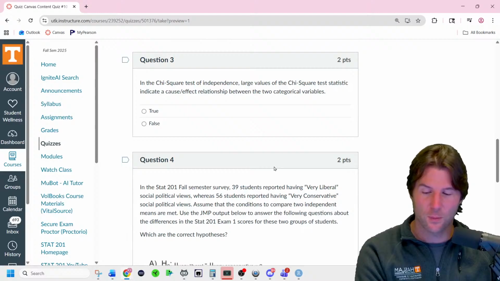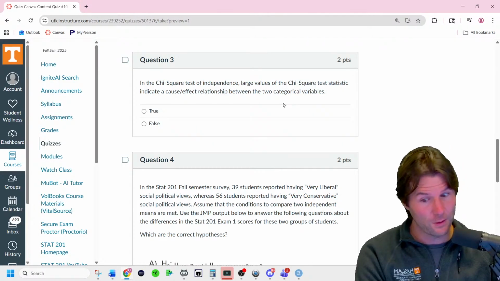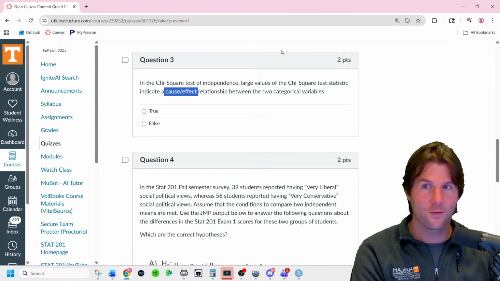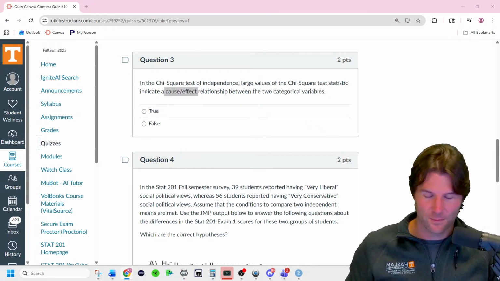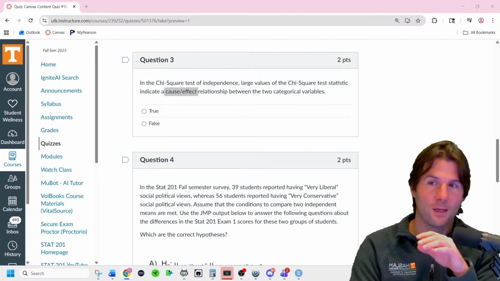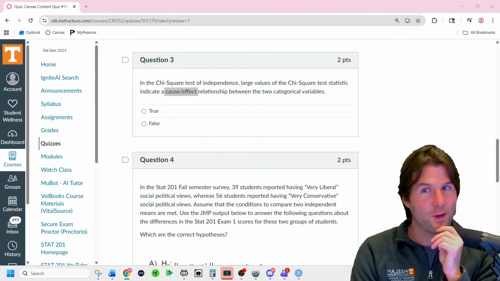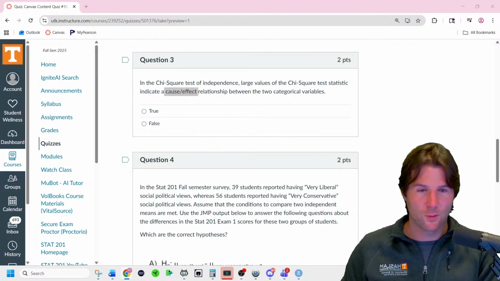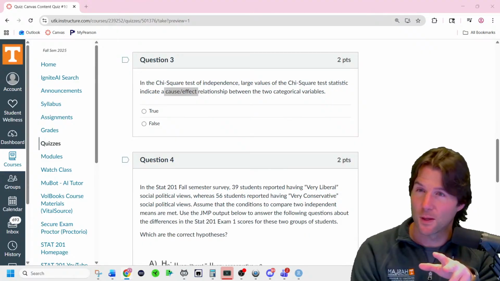In the chi-square test of independence, large values of the chi-square test statistic indicate cause and effect. Cause and effect are what words in this class, Reptar? We know about cause, right? Cause and effect are words we don't like around here. MuBot's going to get mad. We don't cause things. We don't prove things. We don't accept things around here.